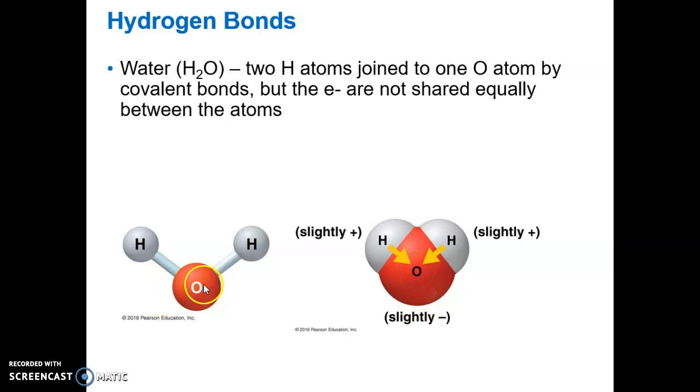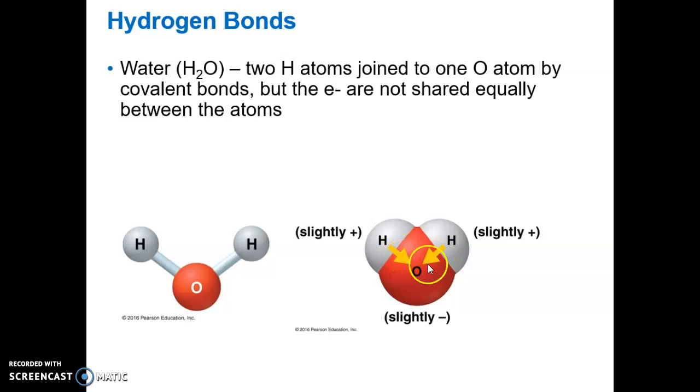And again, that's because the oxygen is larger than the hydrogens. The electrons are pulled slightly towards the oxygen, and that means the negative charge of the electrons is going to build up or accumulate on the oxygen end of this molecule. Because of that, this end of the molecule is slightly negative. And because of that, the hydrogen ends are slightly positive.